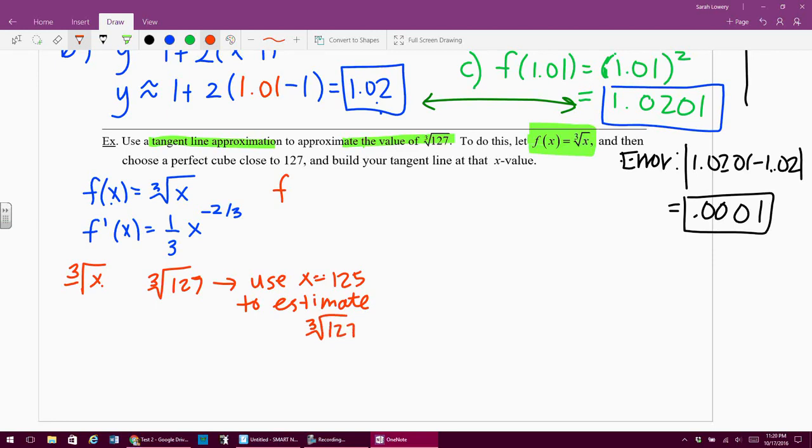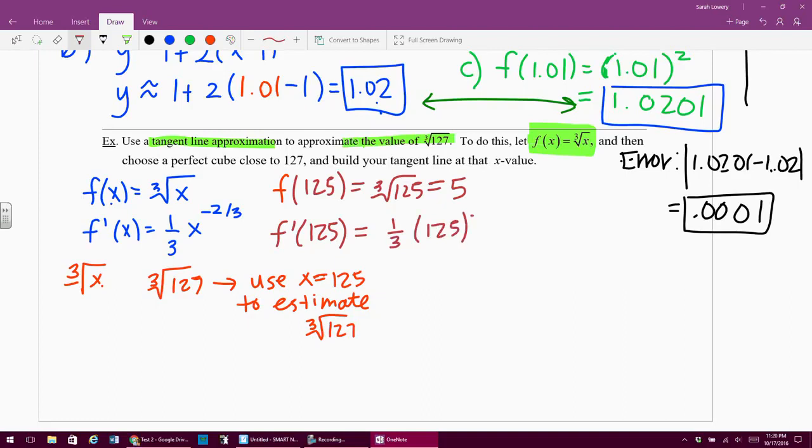Well, you're probably wondering, why did I pick 125? I picked 125 because it's a perfect cube. So now I need to find f of 125, and I need to find f prime of 125 because we're going to use those in our tangent line. F of 125, well, the cube root of 125 is 5. And 1/3 times 125 to the negative 2/3 power should give me 1/75. So now what I want to do with all of this is turn this into my tangent line.